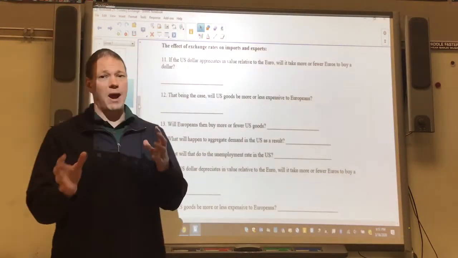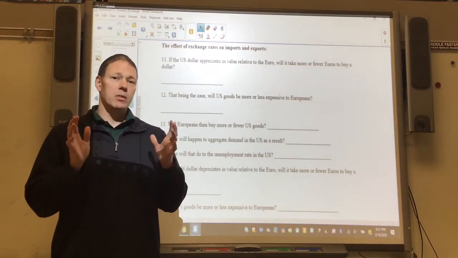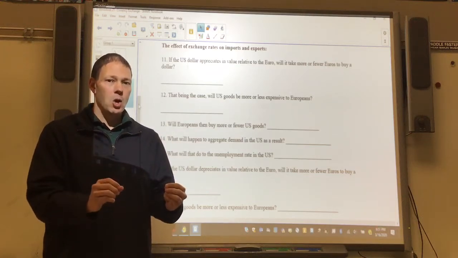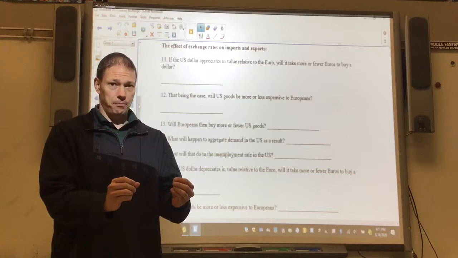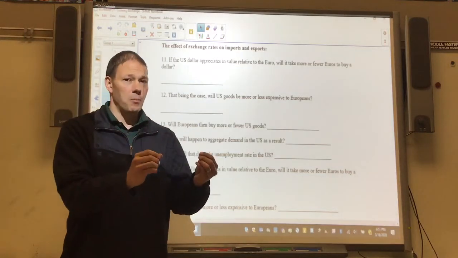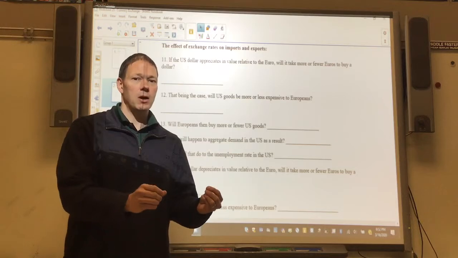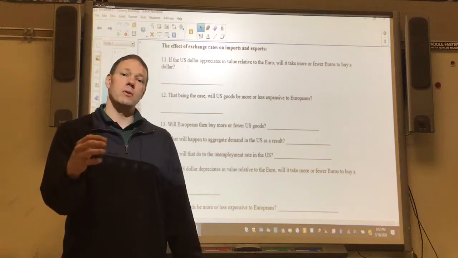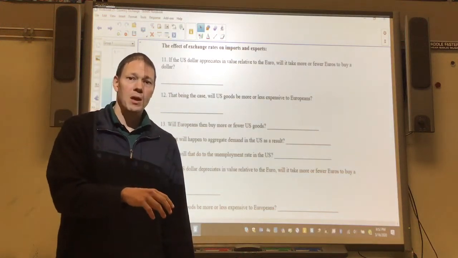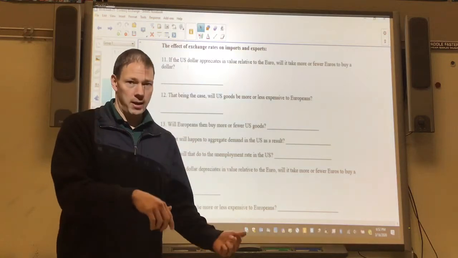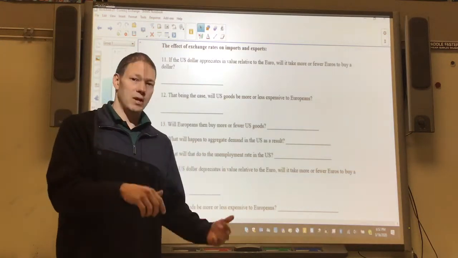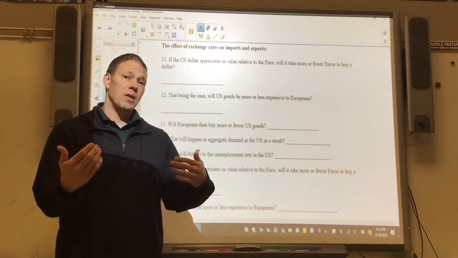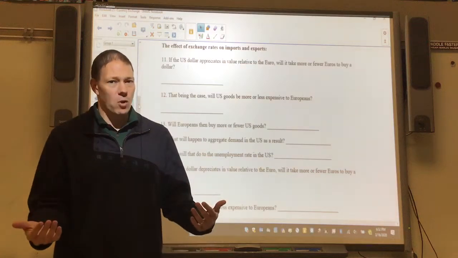So the big thing with the graphs, when you're talking about a change in supply or demand, is this: you always want to ask the question, where do people want to buy, or where do people want to invest? If people want to buy American goods or want to invest in America, that's going to increase the demand for our dollar, because to buy our stuff or to invest in our country, they need dollars to do that. If people do not want to buy in America, or do not want to invest in America, that decreases the demand for American dollars, because if they don't want our stuff, or our investments, then they don't need our dollars, okay?